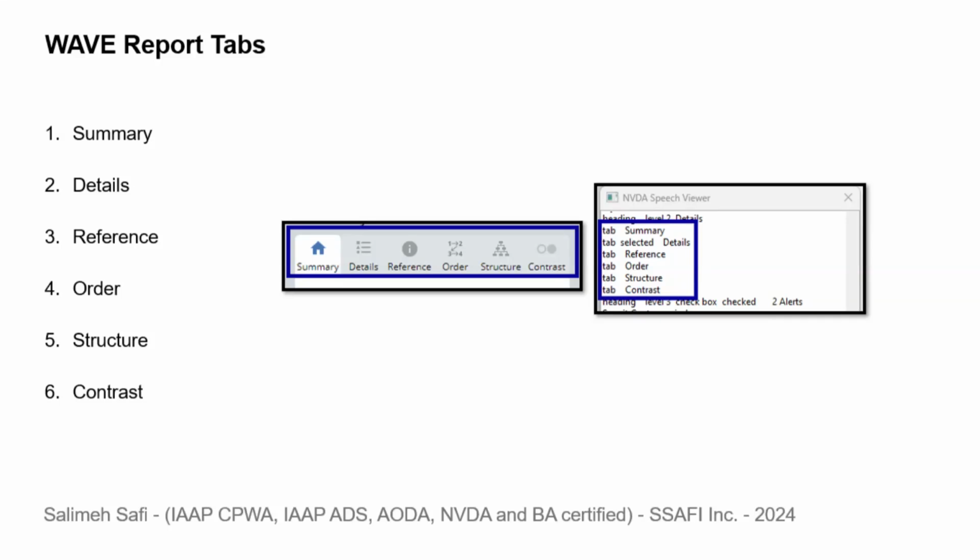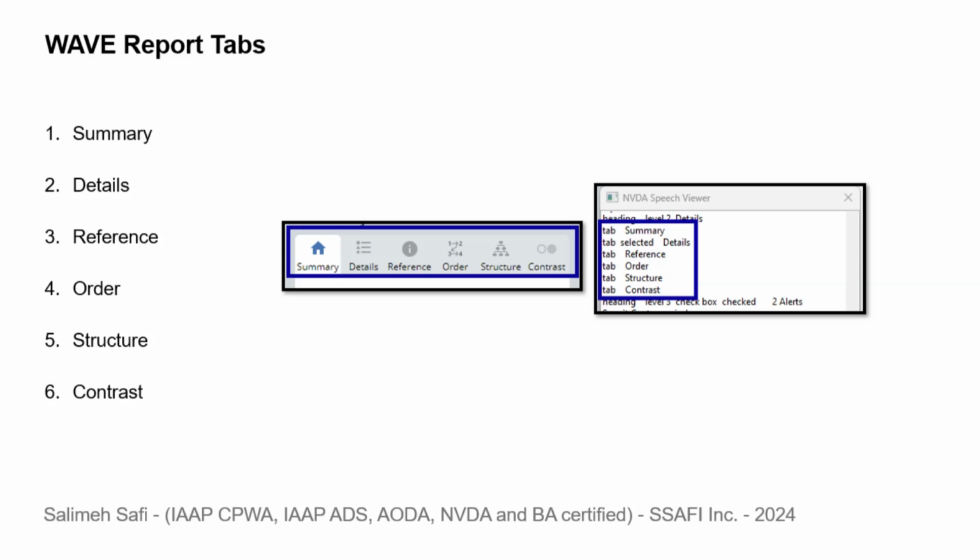Wave report tabs. Summary. The Summary tab provides a general summary of the accessibility issues on the tested web page. Details. The Details tab lists all the accessibility findings based on errors, contrast errors, alerts, categories. Reference. The Reference tab offers additional information about each accessibility gap discovery.